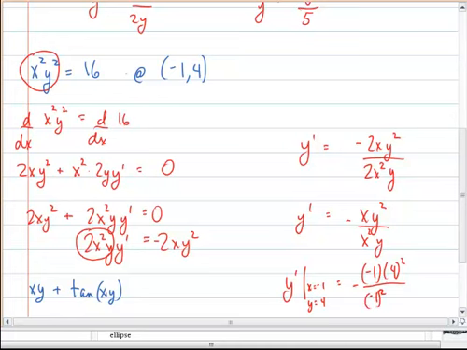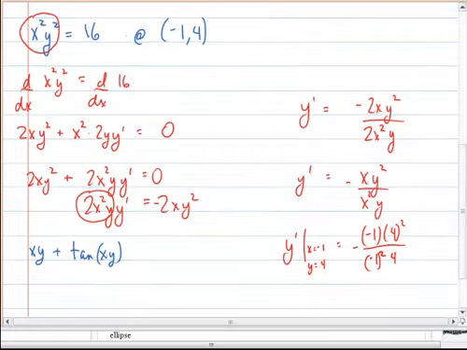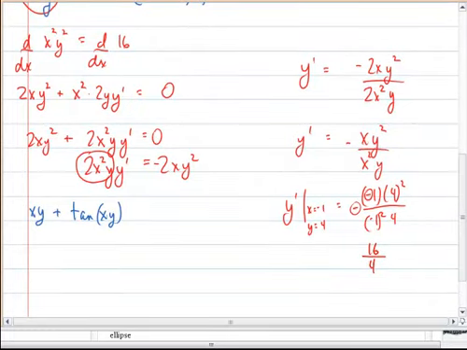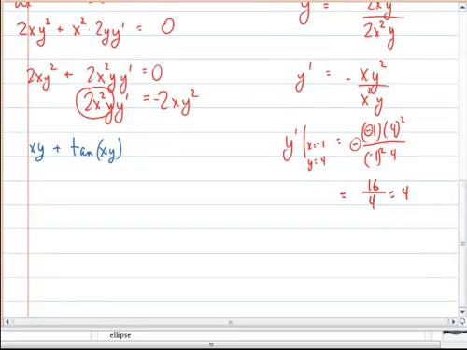It's negative 1 squared over 4. So I have negative, actually these negatives make positive. So I'm going to have 16 over 4. I should have a slope of 4. Next problem. Okay, this one is kind of a beast.